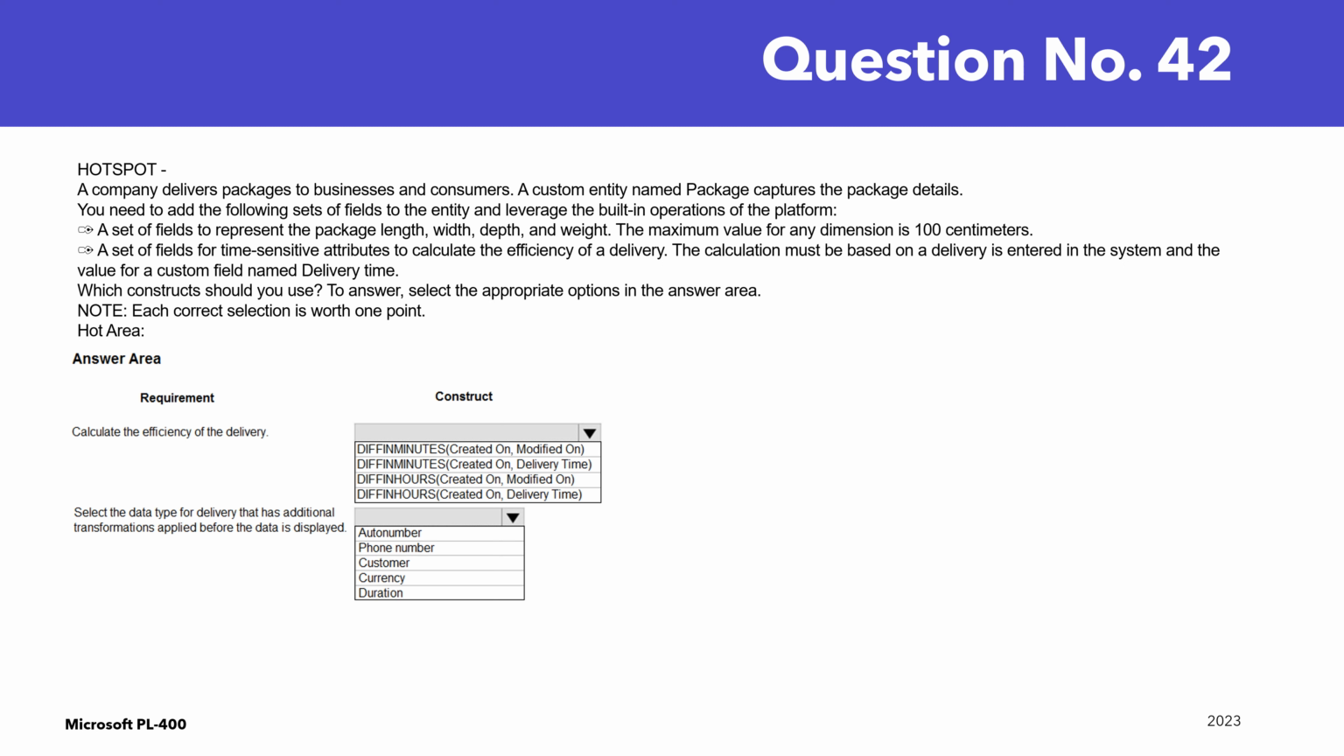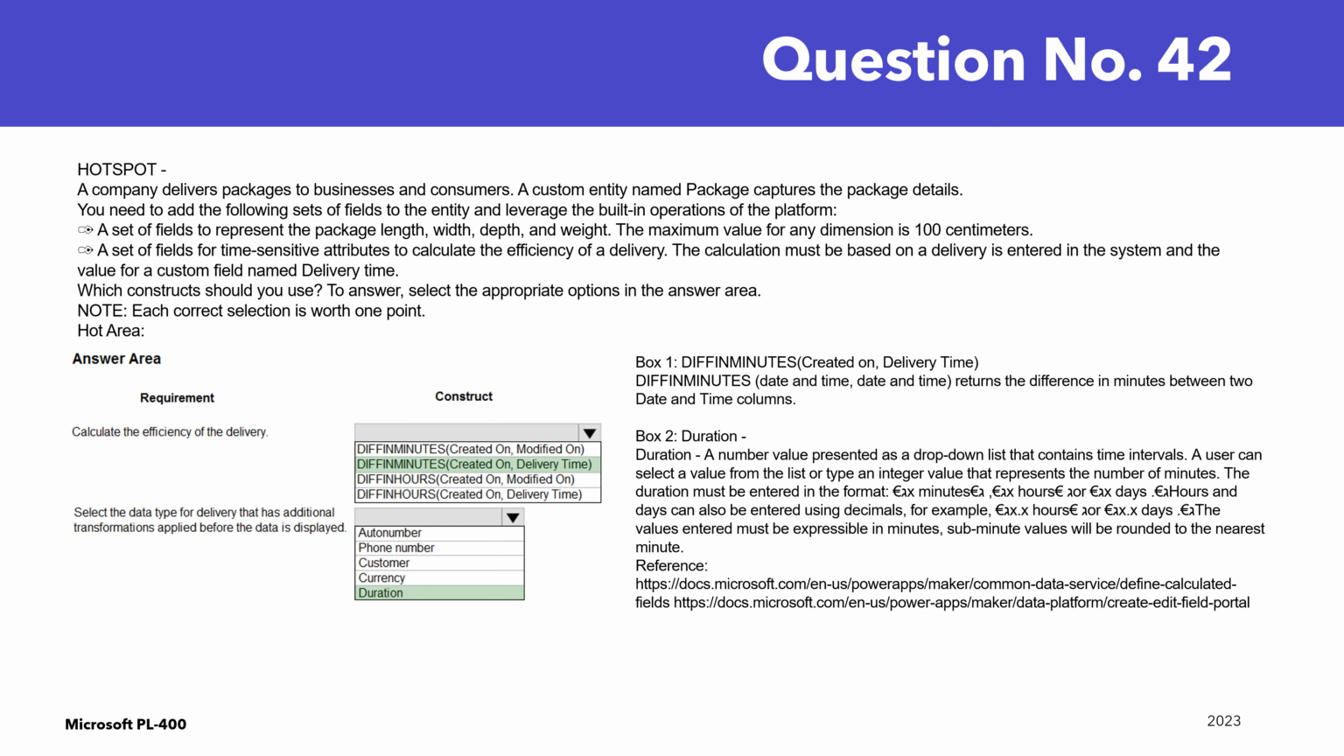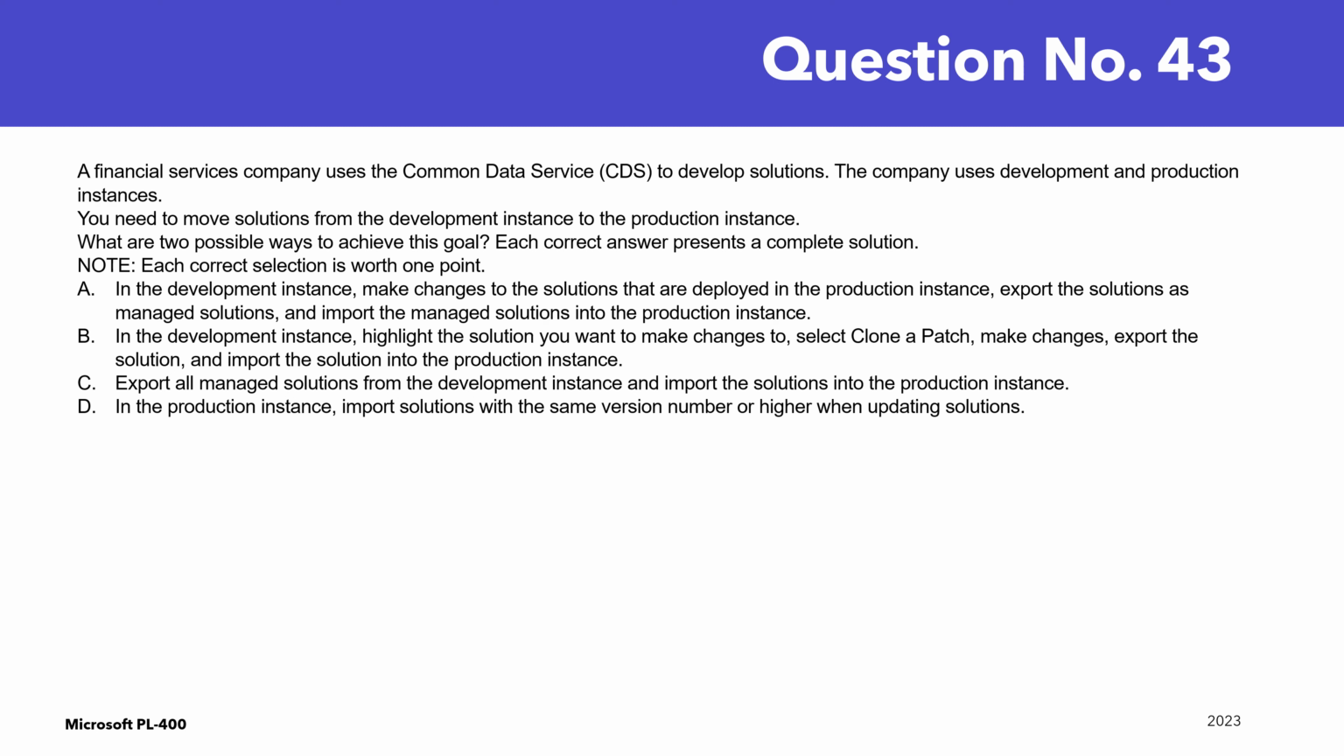A set of fields for time-sensitive attributes to calculate the efficiency of a delivery. The calculation must be based on when a delivery is entered in the system and the value for a custom field named delivery time. Which constructs should you use? To answer, select the appropriate options in the answer area. Requirement: calculate the efficiency of the delivery. Construct: difference in minutes created on delivery time. Requirement: select the data type for delivery that has additional transformations applied before the data is displayed. Construct: duration.